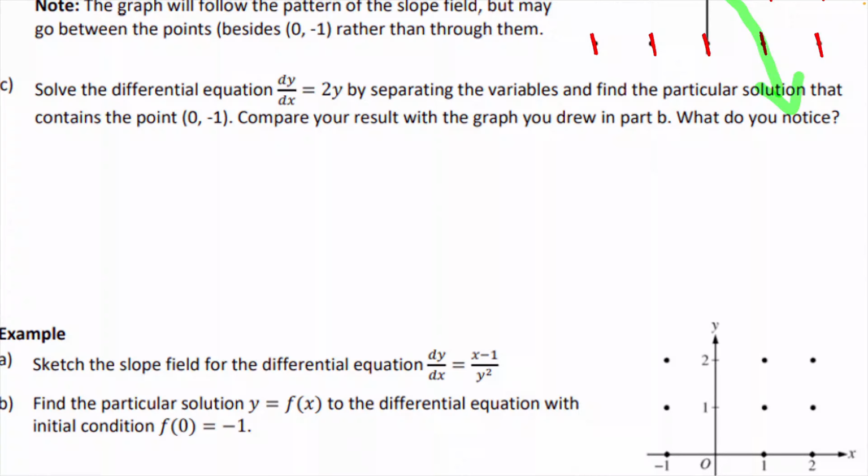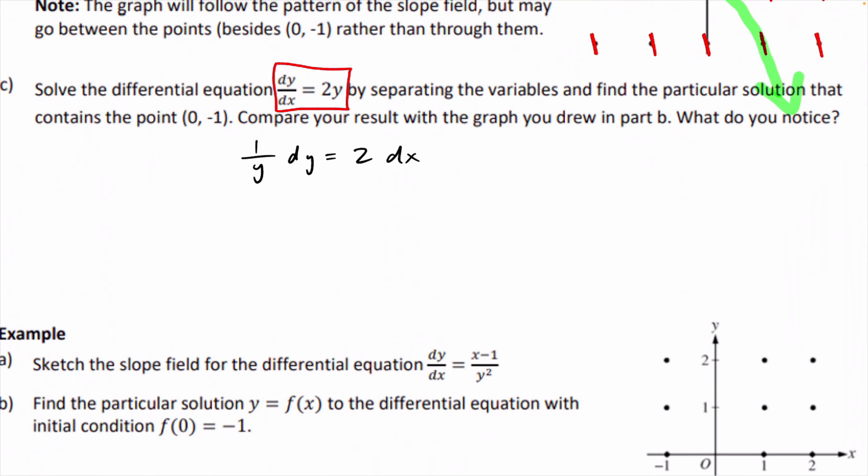So this is one of the easy ones. You're lucky they give you an easy one on this one. How would I solve this by separating? Divide by y, right? So you would get 1/y dy equals 2 dx, because you separate the variables, divide both sides by y, multiply both sides by dx.